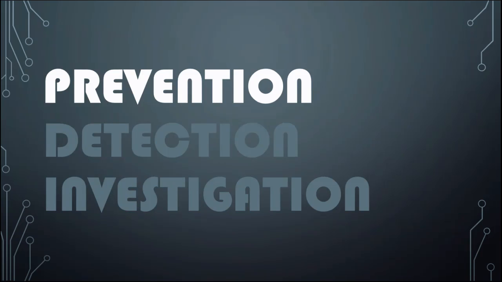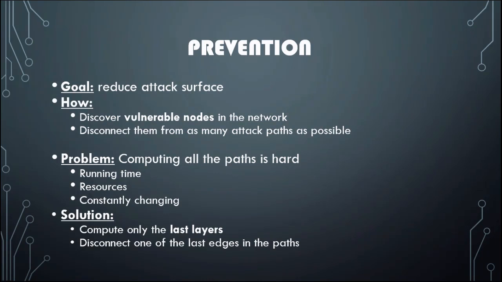Let's start with attack prevention. Here our goal would be to reduce the attack surface in the environment. We'll see how we can discover the most vulnerable nodes that we have in our network, and then we'll see different ways in which we can disconnect them from as many attack paths as we can. The biggest problem with this approach is that computing all the attack paths is a hard task. If you have a large environment, it will require a lot of running time and resources, and also the attack graph is constantly changing. You constantly have new sessions added or removed from the environment.